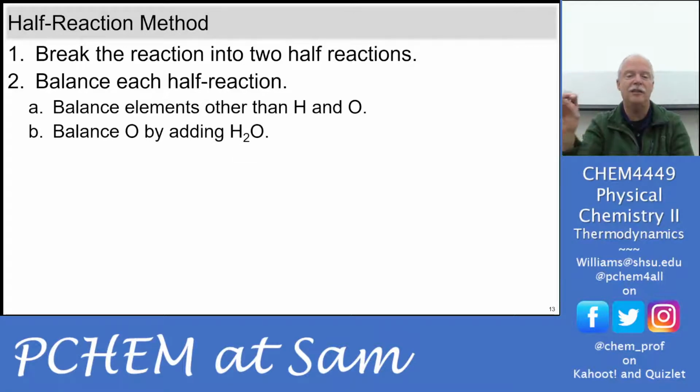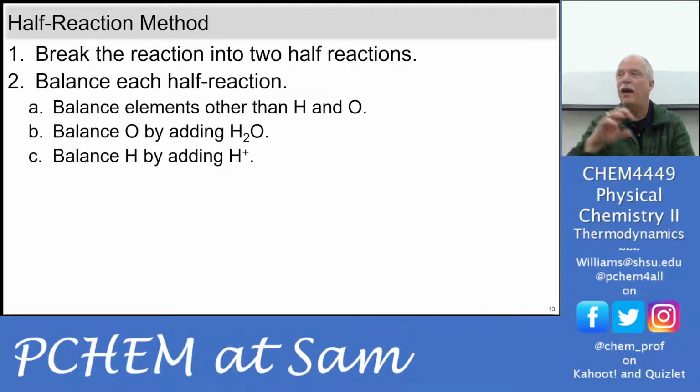Then if you have oxygens in one of those species, you balance the rest of those oxygens by adding waters. And that messes up the hydrogen numbers. And so then you do hydrogen next. So if you've added waters, now you've added hydrogen to the reaction. So you look at the left and right side, and you balance that using H+. So we're going to balance everything in acid.